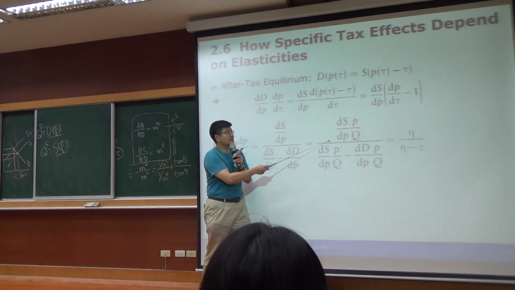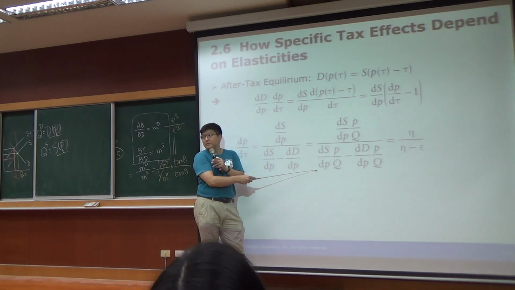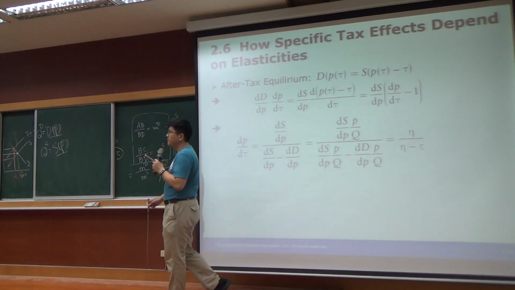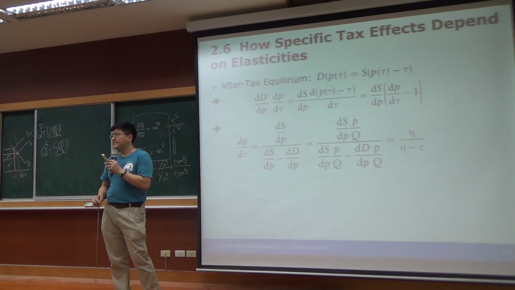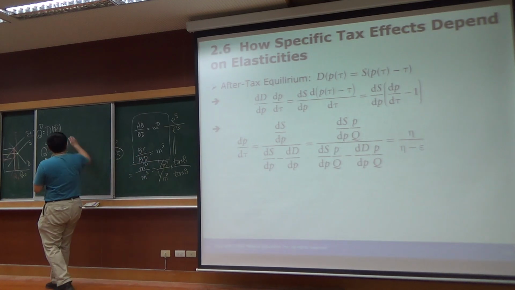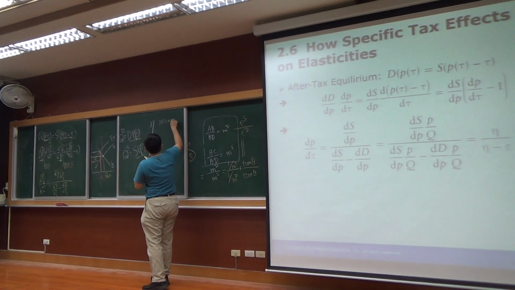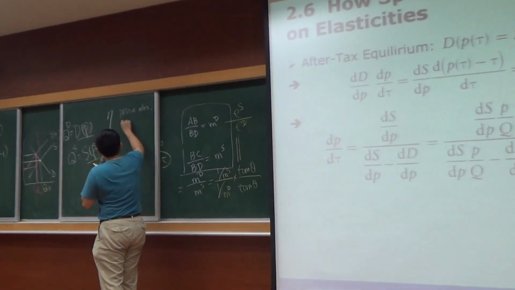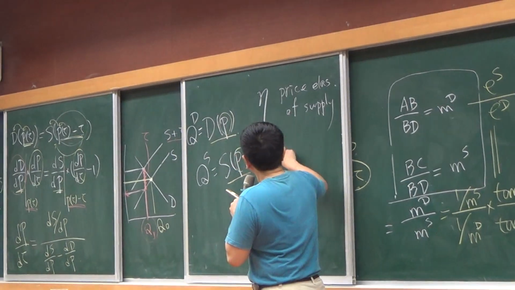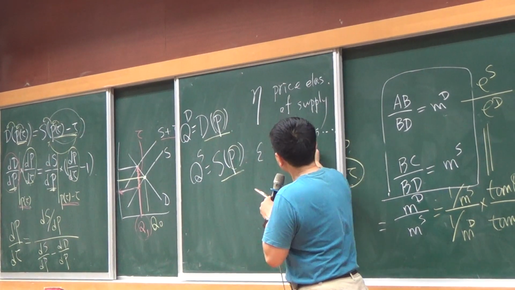So this is the price elasticity of supply and the price elasticity of demand. We call eta the price elasticity of supply, and epsilon the price elasticity of demand.